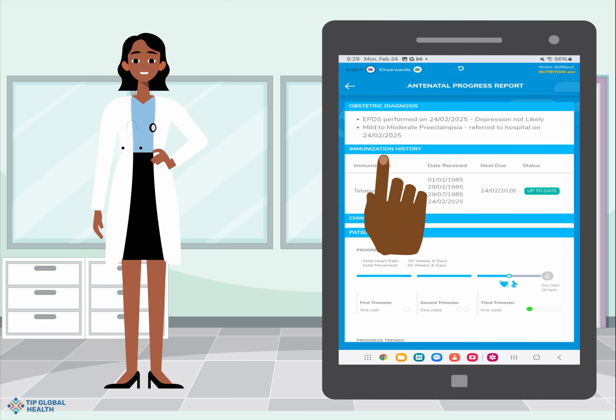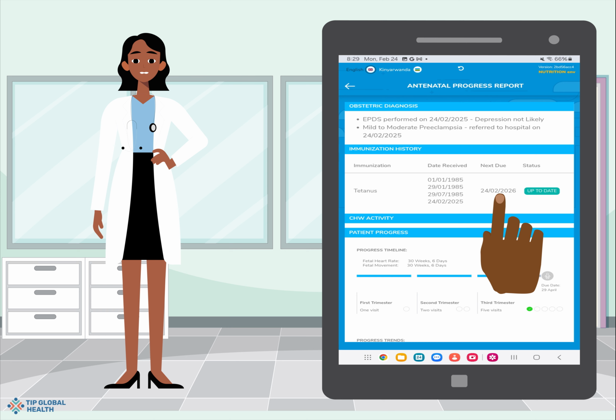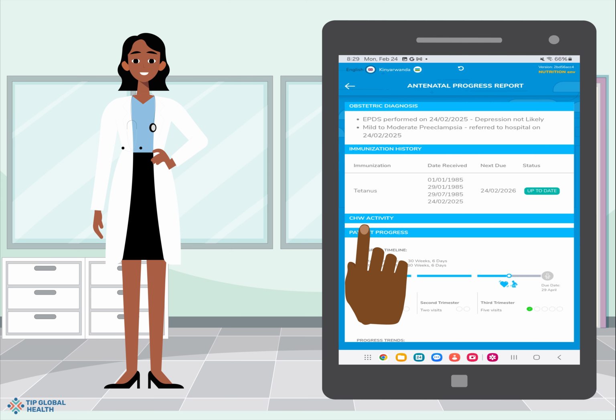This immunization history section tells us that 4 tetanus shots were received, including 1 today, and 1 more is required before delivery on this date. Any community-based maternal health education or follow-ups would show up here in the CHW activity section.